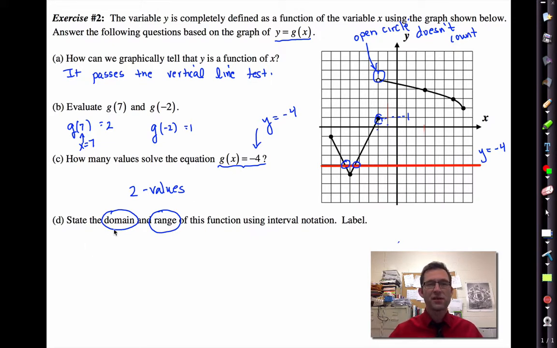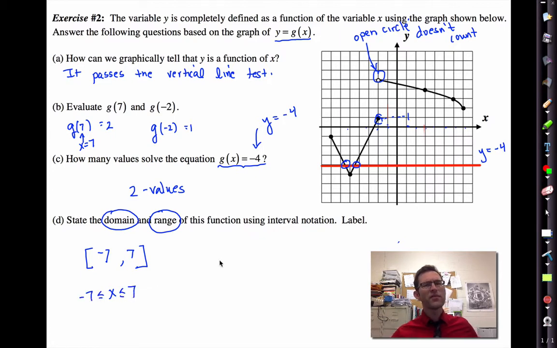So the smallest x value that gives us a y value, 1, 2, 3, 4, 5, 6, 7, is negative 7. And the largest is 1, 2, 3, 4, 5, 6, 7. The way interval notation works is that we use these brackets, right? We could, if they didn't say interval notation, we could also list it like that.